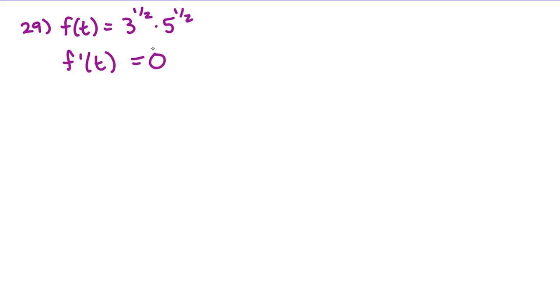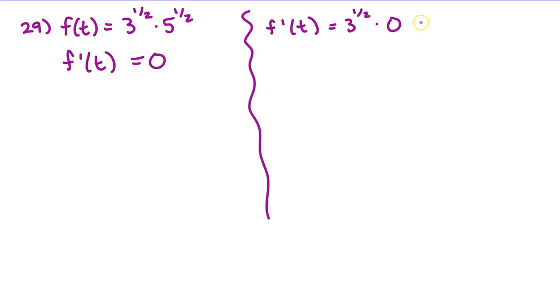Now, if I was using the product rule, it would look like this. The first, 3 to the 1/2, times the derivative of the second. Well, the derivative of a constant is 0, plus the second times the derivative of the first, and again, the derivative of a constant is 0. 0 plus 0 is 0. Luckily, that didn't take a whole lot of time, but it was really unnecessary to do that.